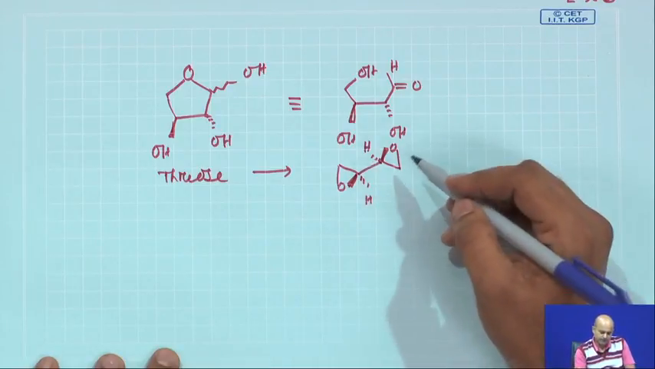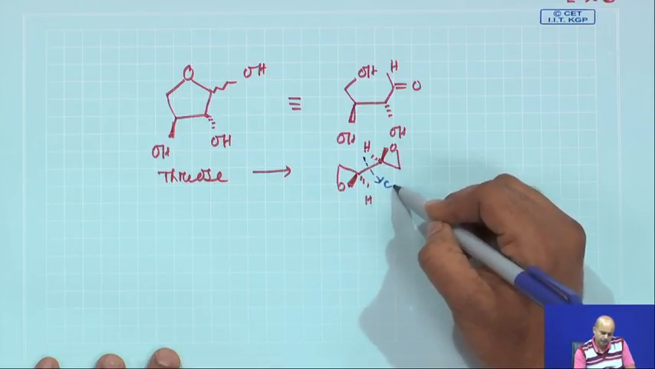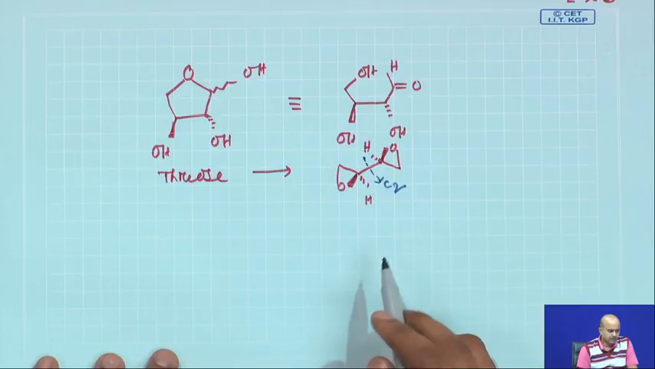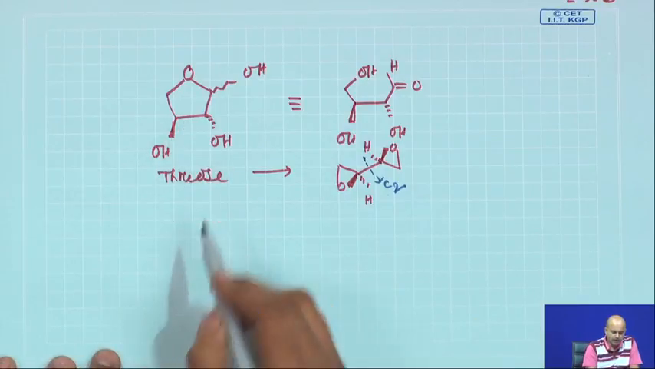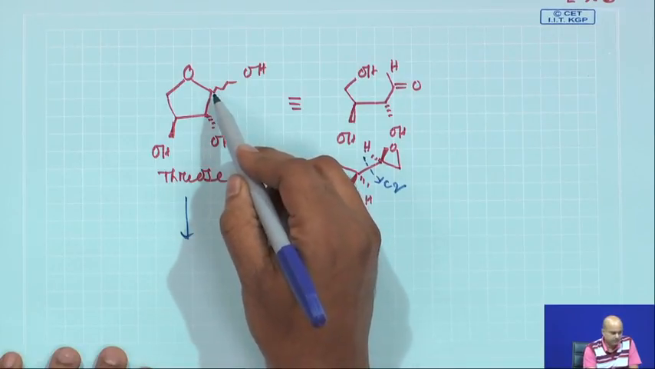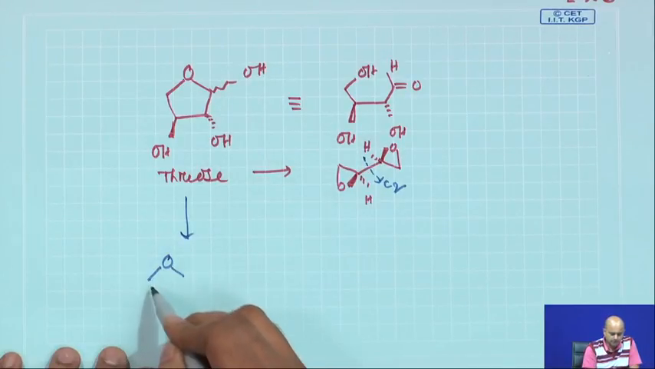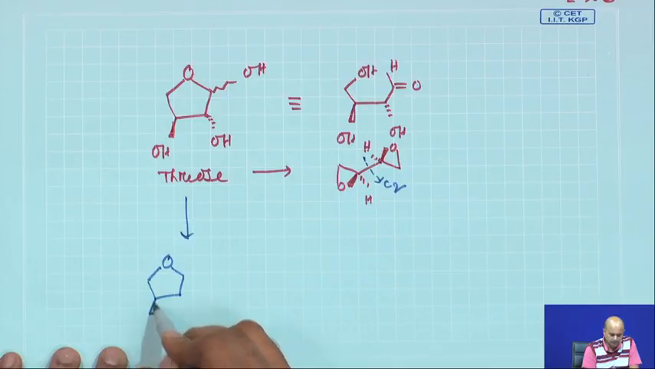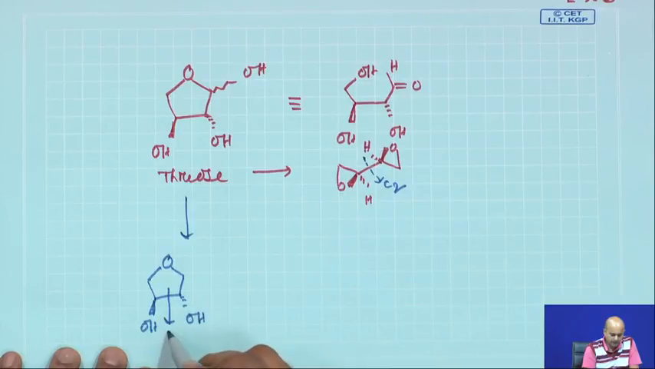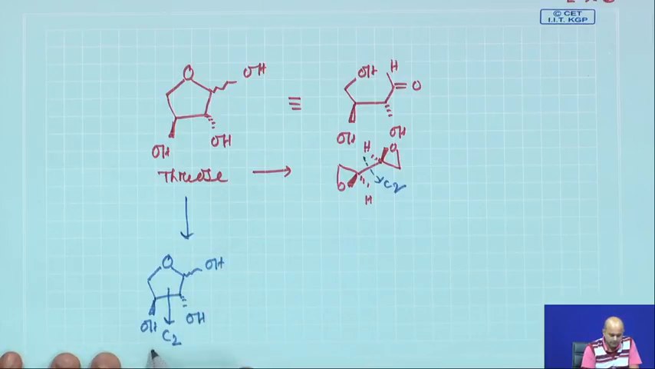Now, we see the structure of this compound, this bis epoxide, having a C2 axis of symmetry. Now, why is it important? If you analyze the threose structure, if it does not have an OH here, if its structure is like this, it has a perfect C2 axis of symmetry. So, the presence of this OH makes the C2 symmetry a pseudo C2.